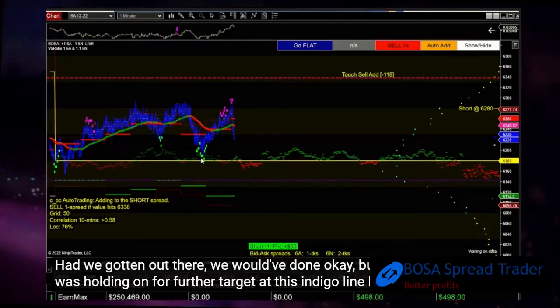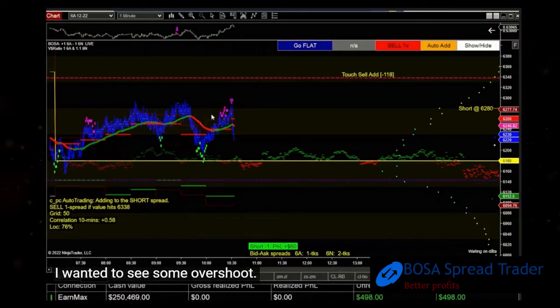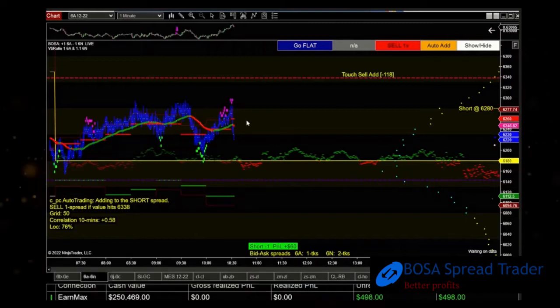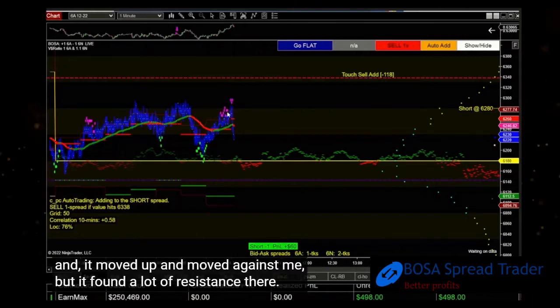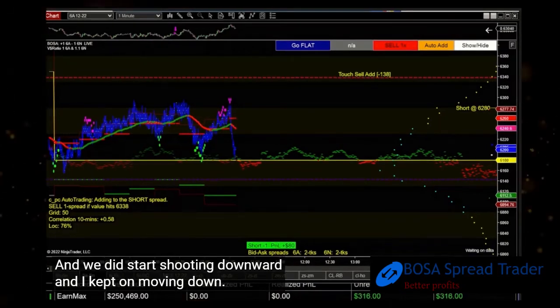Had we gotten out there, we would have done okay, but I was holding on for a further target at this indigo line here. I wanted to see some overshoot. I was looking for it to come down again and try to test the bottom of this value area. It moved up, it moved against me, but it found a lot of resistance there, and we did start shooting downward. And I kept on moving down.